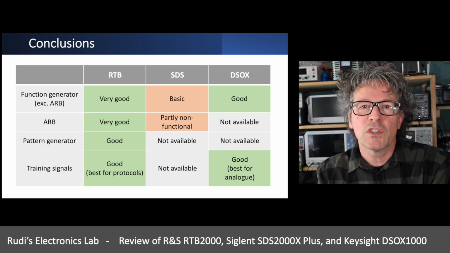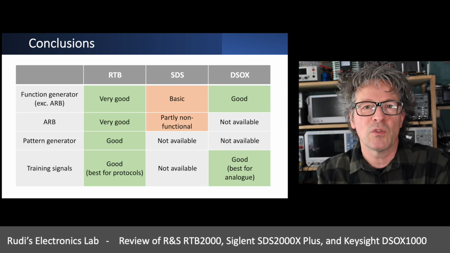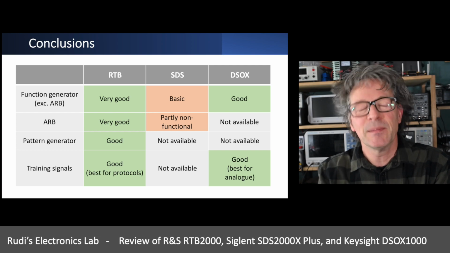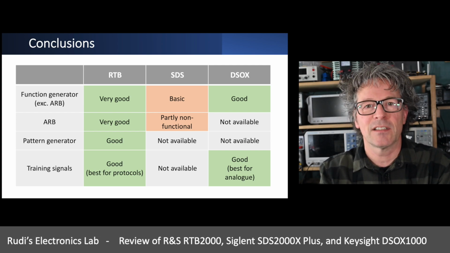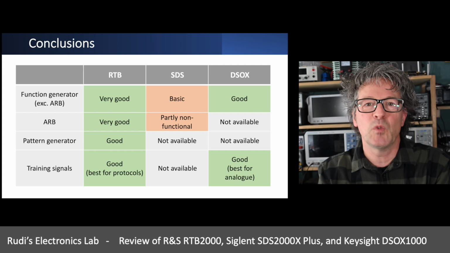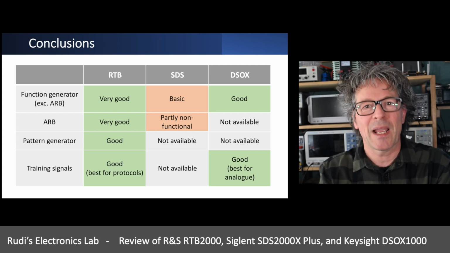So I think the conclusion for today's episode is fairly easy. The Rohde & Schwarz RTB is by far the best device when it comes to generating signals, and second place would be for the Keysight DSOX.